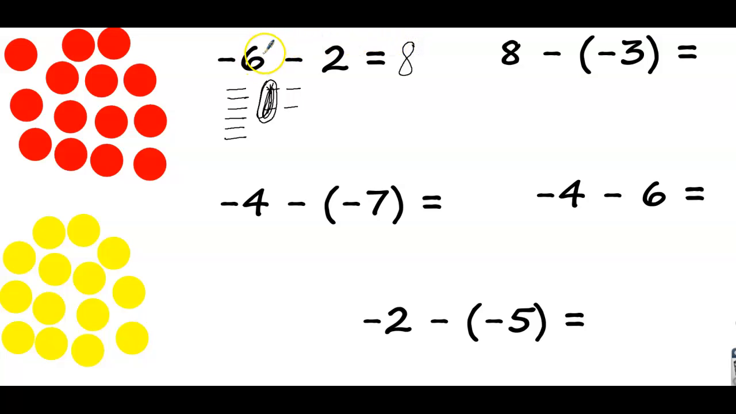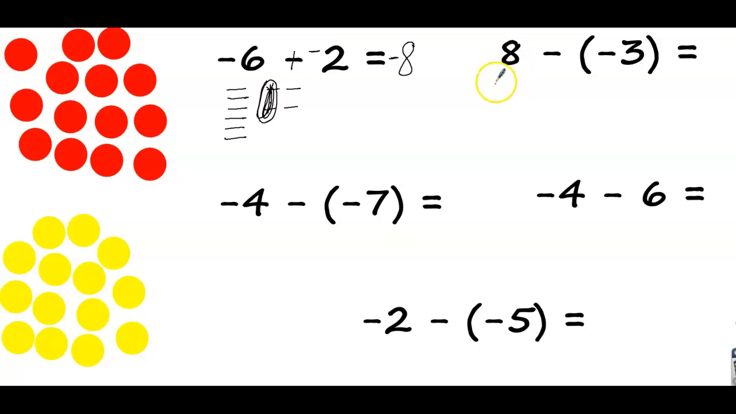If we had used keep, change, switch, we would keep the first number the same, change subtract to add, and switch the sign of the second number. All right? Oh, and I should have made that a -8. These are all negatives. We have -6 plus -2 is -8.